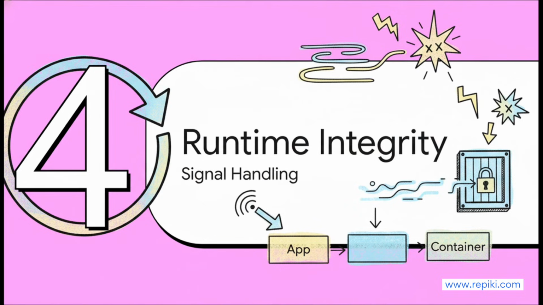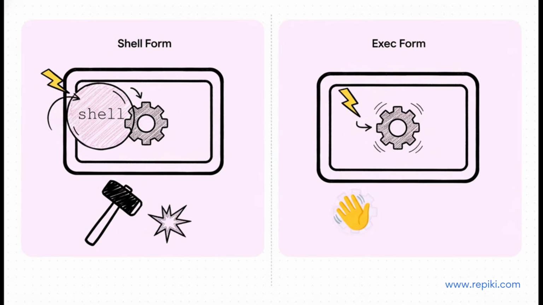All right, on to Section 4, ensuring runtime integrity. How your application actually behaves inside the container is super important, especially when it's time to shut down. Okay, this one is subtle, but it's incredibly important. When you use the shell form of CMD, the one without brackets, you're not actually running your app as the main process. You're running a shell, which then runs your app.